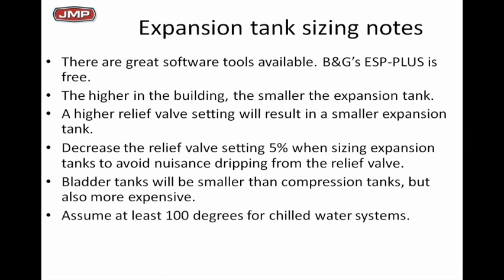Bladder tanks, if they're pre-charged properly, will physically be smaller than regular compression tanks. They're going to cost more money because they've got a bladder. A standard plain steel tank, with water in contact with the air, has no bladder and costs less money, but it's going to physically be bigger, and it's going to have to be mounted above the air separator, where a bladder tank can be mounted on the floor horizontal to it.